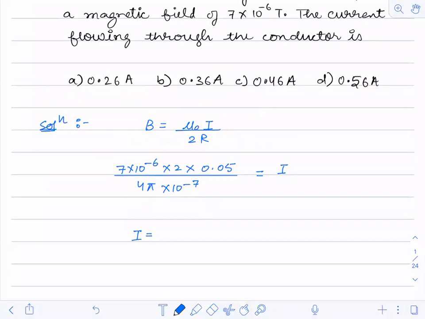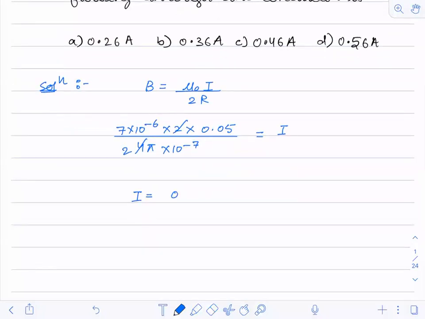So what answers did you get? See here, this 2 and 2 get cancelled. This is 3.14, which means 22 by 7. So this becomes 7 into 7, 49 by 22, so it's somewhere around 0.5. Option D is correct. 0.56 ampere you will get. So I hope you would have solved this question.